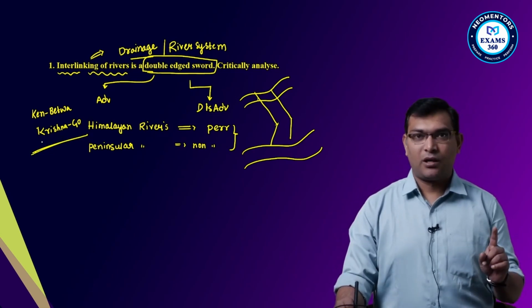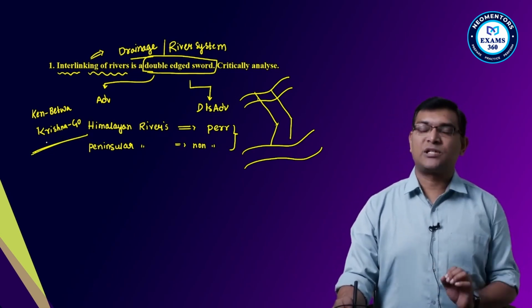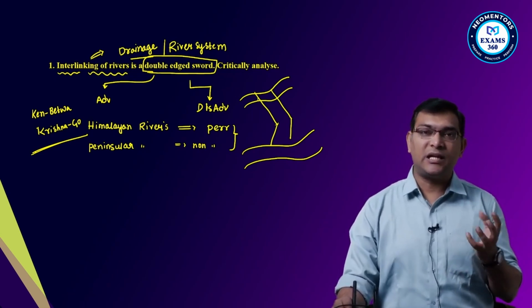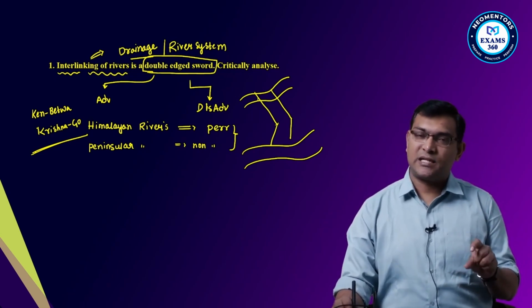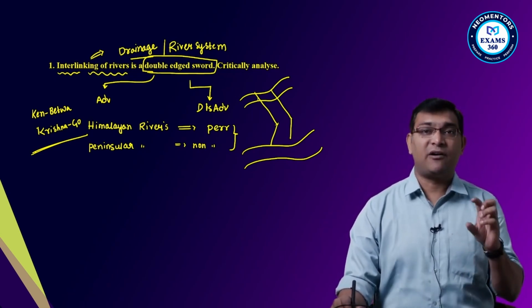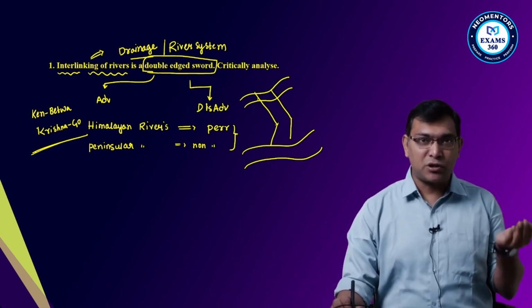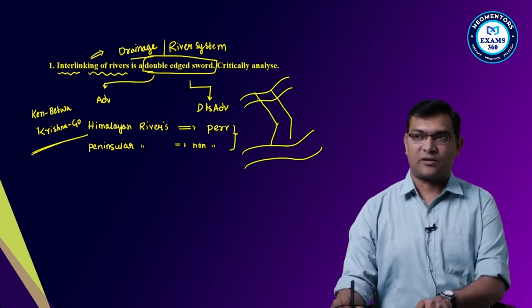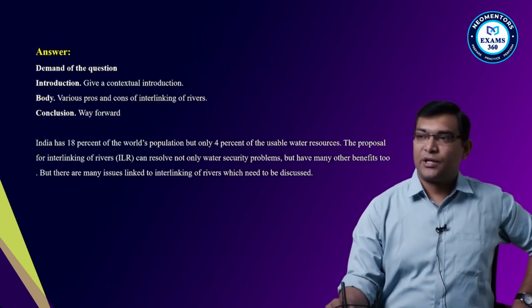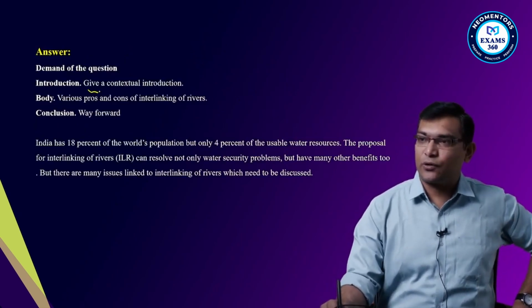Okay, so see here now. ఇప్పుడు క్వశ్చన్ ఏంటంటే, see, these interlinking of the rivers has double-edged sword. That means they have both positiveness and negativeness. See, what are the positives and what are the negatives? Let us start. First, introduction చేయాలి. First, give the contextual introduction.